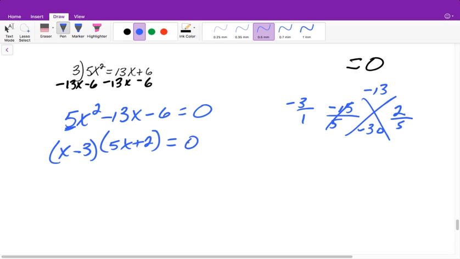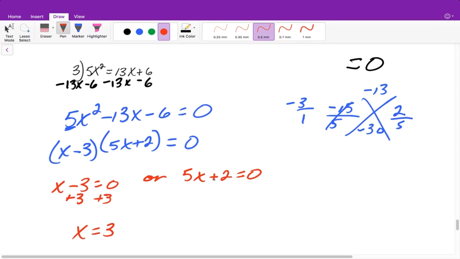And now, if two numbers multiply and equal to 0, that means one of the factors has to be 0. So x minus 3 is equal to 0, or 5x plus 2 is equal to 0. So then we would add over 3. So that means one of our solutions is x is equal to 3. Then we'll solve for x in this case, so 5x is equal to negative 2. We'll divide each side by 5, so x is equal to negative 2 over 5.